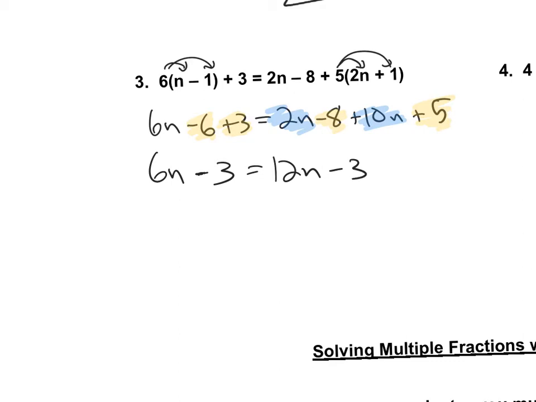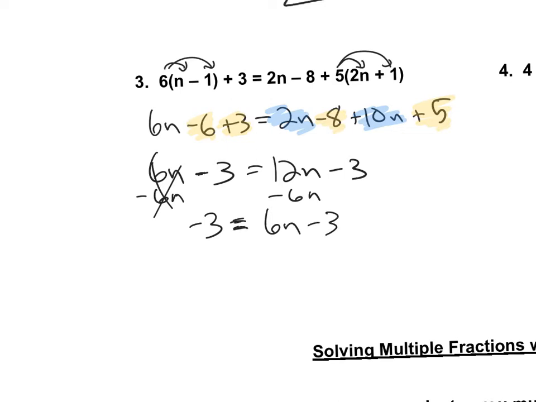So now we want to try to get our variables to the same side. I'm just always going to move the smaller one. So in this case, I'm going to subtract 6n from both sides. Cancels out on the left side. So I'm left with negative 3 is equal to 12n minus 6n is 6n minus 3.